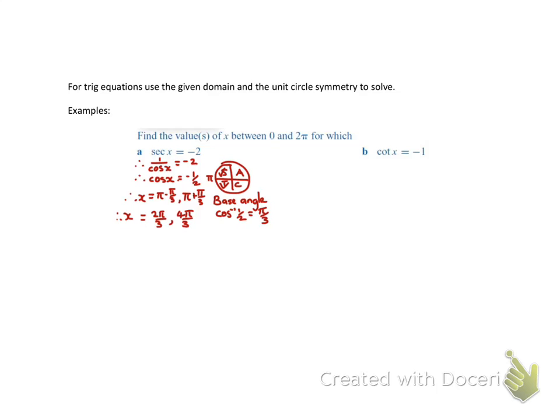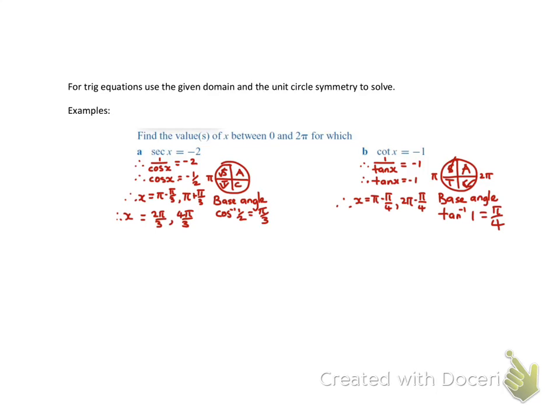The next example is cot x equals negative 1. Remember, cot is the reciprocal of tan, so if 1 on tan is negative 1, tan itself will be negative 1. Now tan's going to be negative in the second and fourth quadrants, so we want pi minus and 2 pi minus the base angle. Our base angle will be inverse tan of 1, which is pi on 4. So we require pi minus pi on 4 and 2 pi minus pi on 4. Let's simplify that. We get 3 pi on 4 and 7 pi on 4.